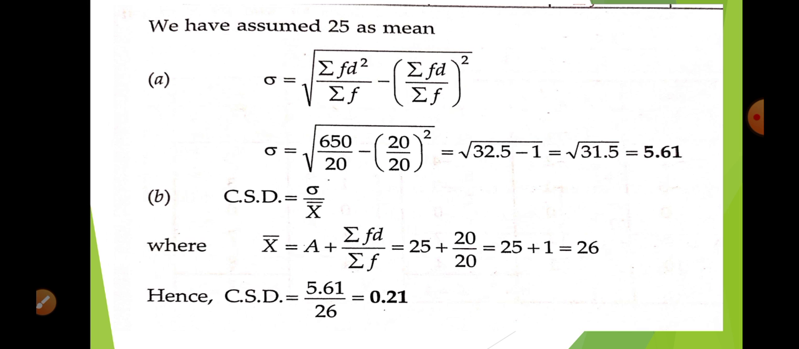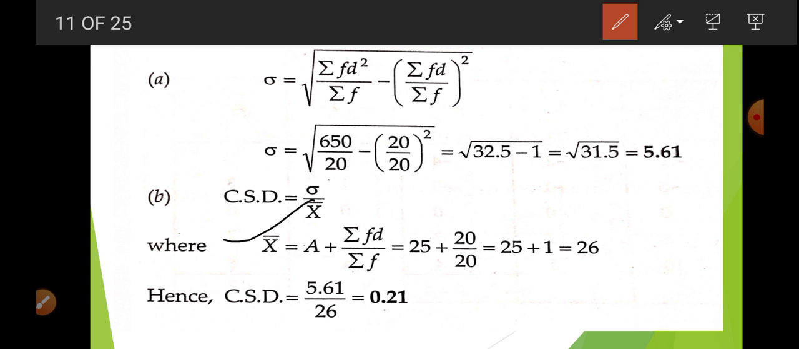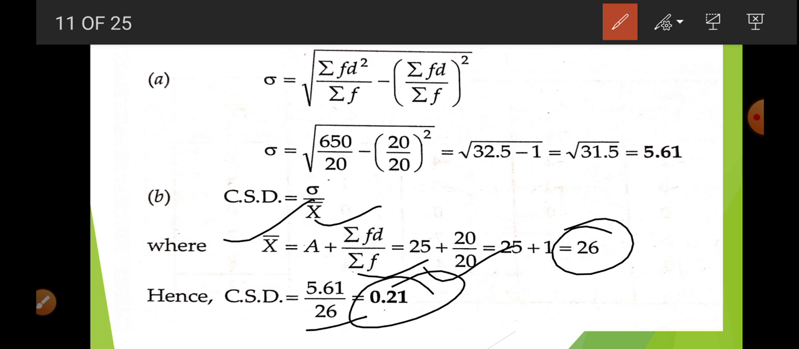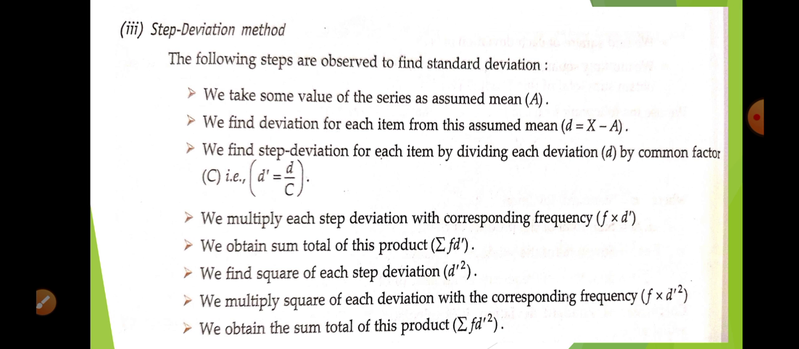Here you can also see the coefficient of standard deviation. We are going to use the shortcut method. When we put in all the values, the mean is 26, and 5.6 divided by 26 gives us 0.21.